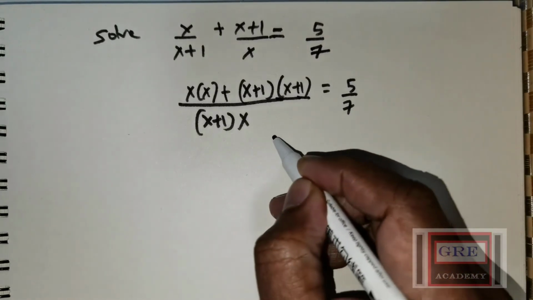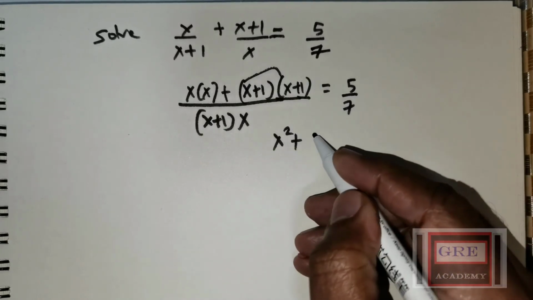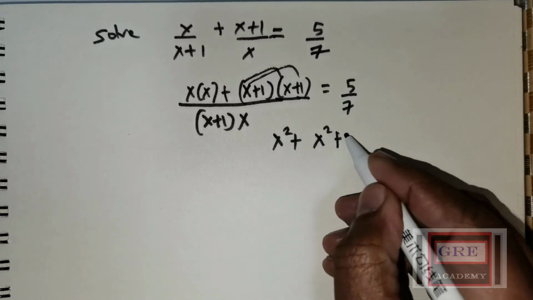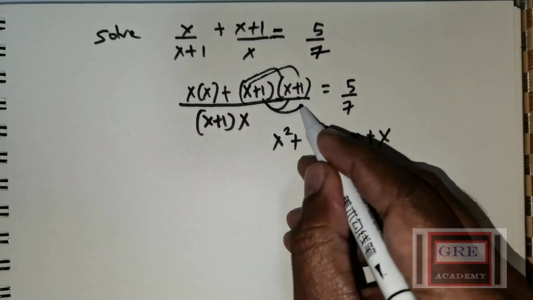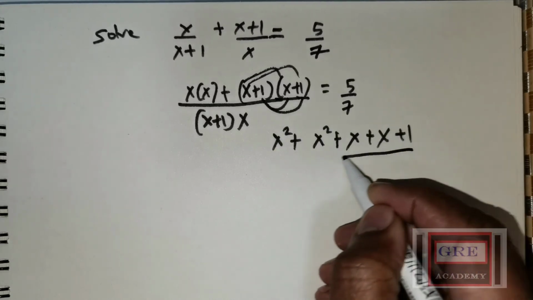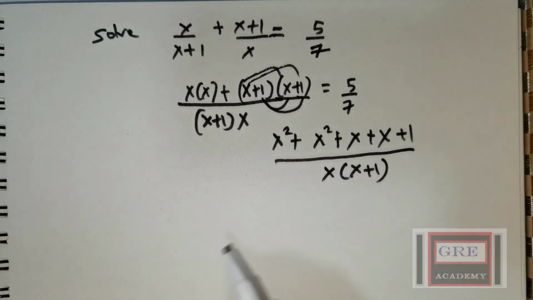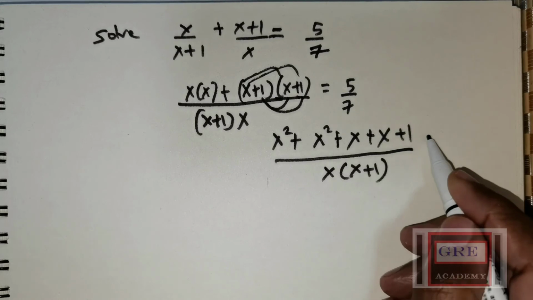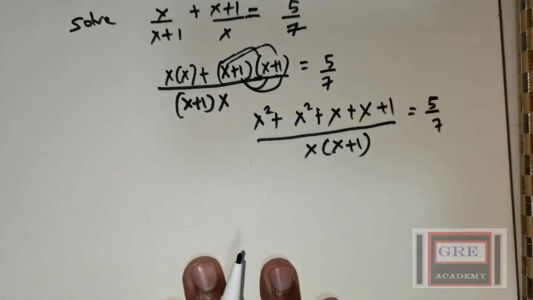So this is going to be x times x is x squared, plus multiply x with 1, that's going to be x, multiply 1 with x, that's going to be x, multiply 1 with 1, that's going to be 1, divided by x times x plus 1. It doesn't matter whether you write x plus 1 times x or x times x plus 1. And on the right, it's going to be 5 over 7.